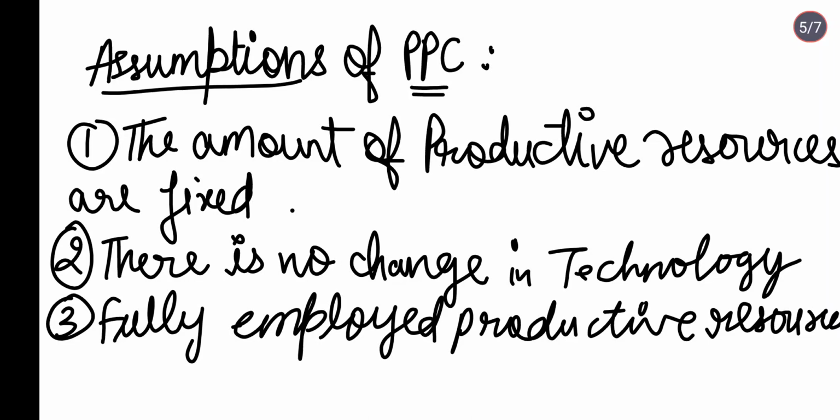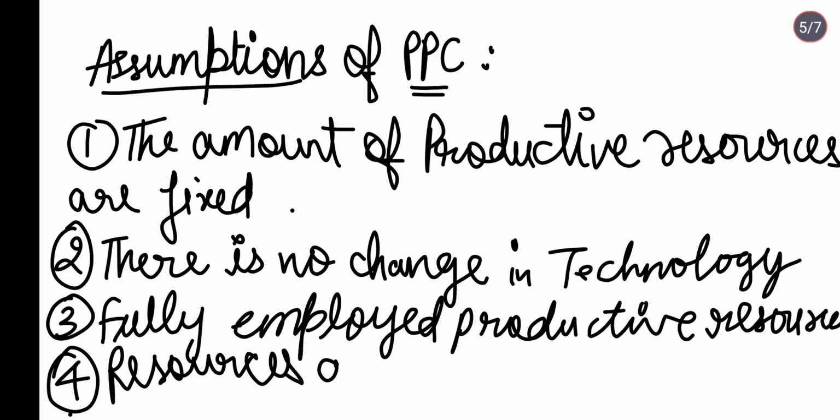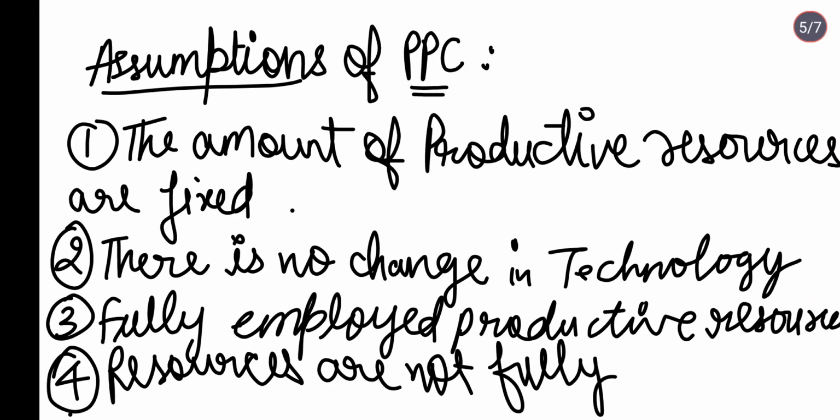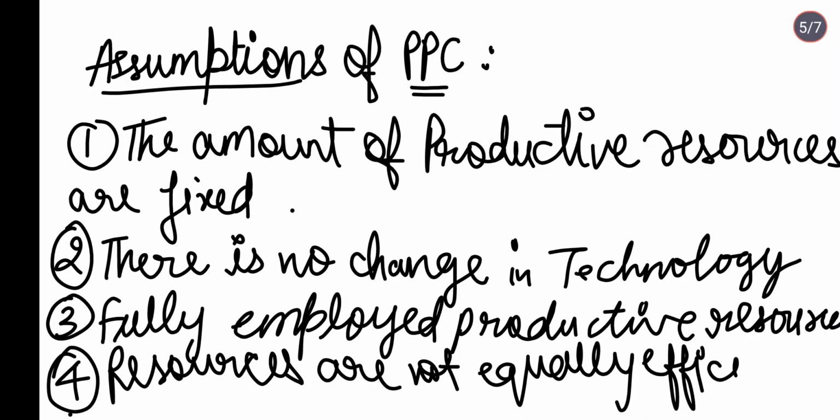The fourth assumption is the most important assumption that I haven't written, but you need to remember that resources are not equally efficient in the production of all the goods. This implies that as resources are transferred from one use to another, there is a decrease in their efficiency, resulting in an increase in the cost of production. So hereby we complete our PPC.